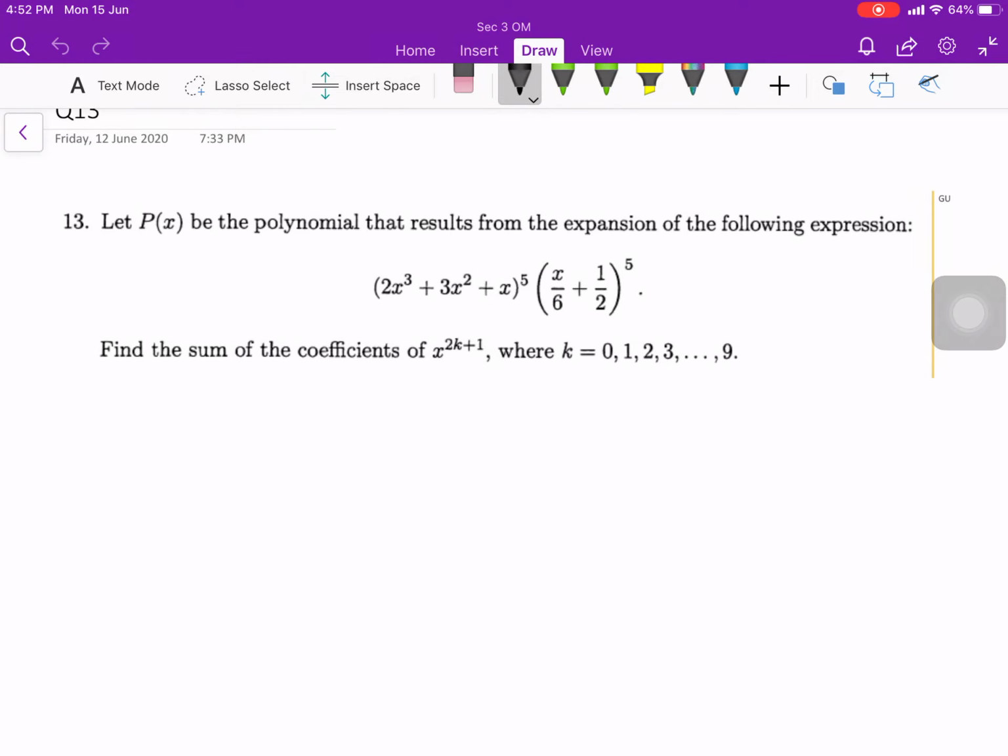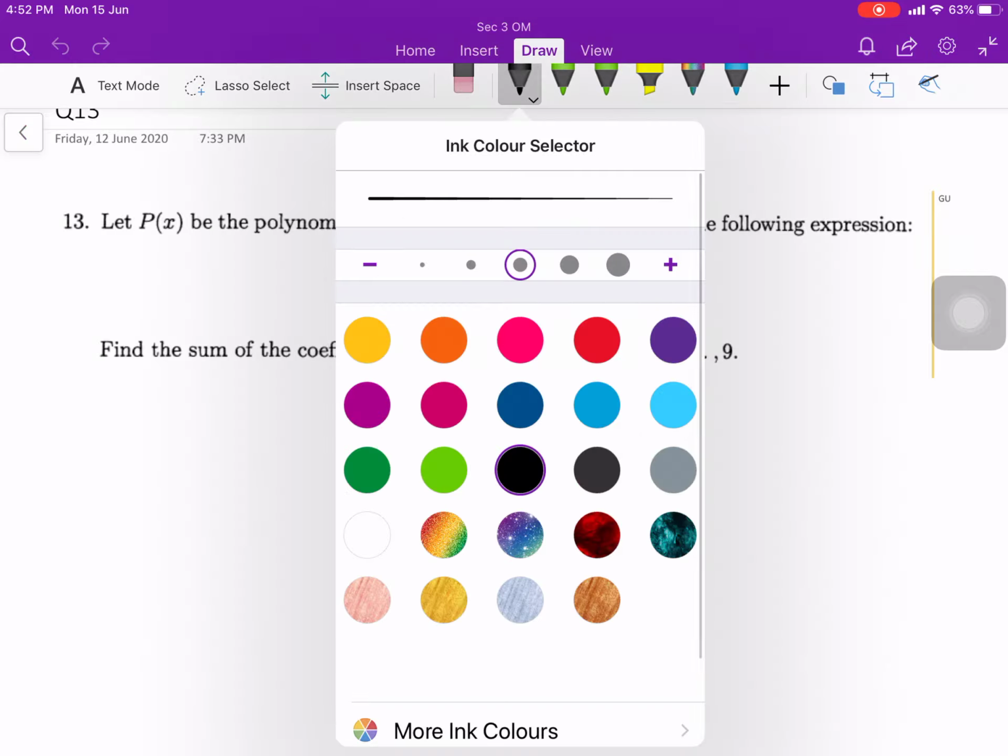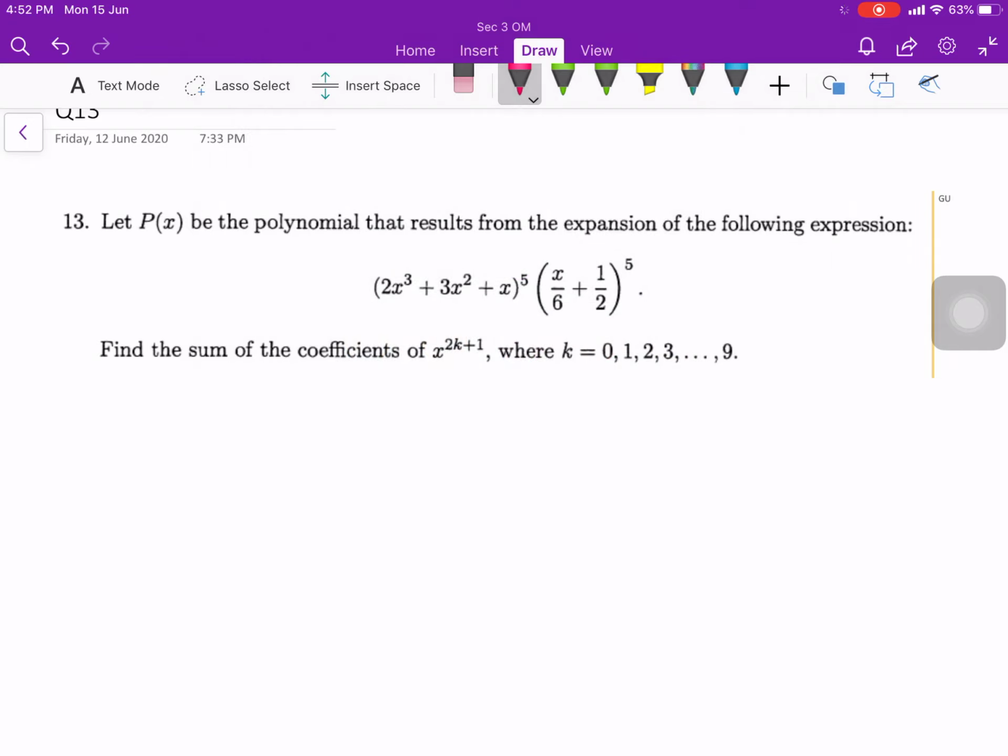Okay, let's look at the last question for today's session. Question number 13. Okay, I'm going to introduce a notation like this. Maybe make some observation first. Can you see that when x to the power of 3 is raised to the power of 5, you will get x to the power of 15, right?